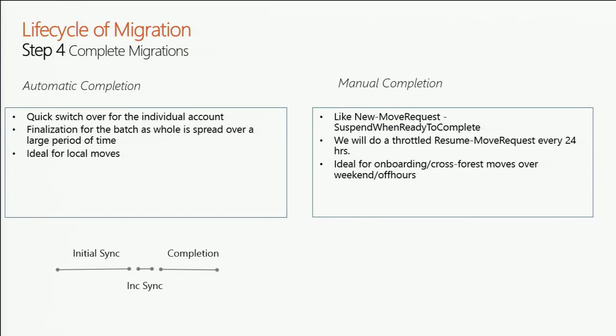In the manual completion phase, a batch goes through a very similar initial sync, but then goes into an incremental sync every 24 hours. And at this point, the tenant admin can inspect the batches and do whatever he wants, and then manually complete, pressing the complete migration batch command. When to use what? Manual completion is always recommended for onboarding so that you have control over when you switch over and at what point you switch over. So you can configure and review all the reports, etc. Automatic completion is recommended for local moves like load balancing and database drain, etc.